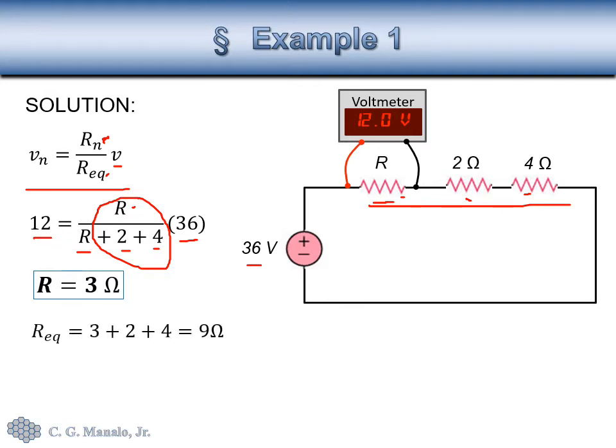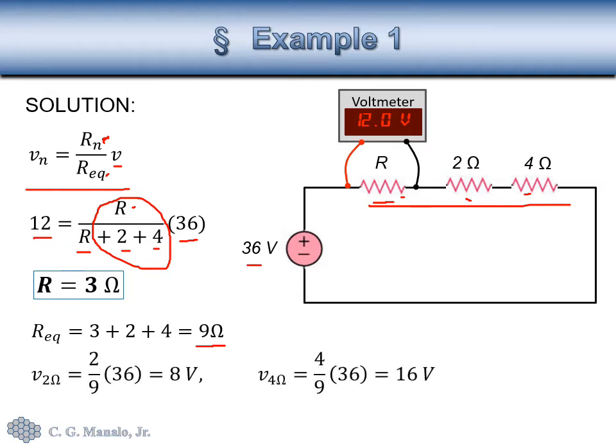Take note that since we already have the value for R, we can now compute the equivalent resistance of the three resistors, which will give us a value of 9 ohms. Since we already have the equivalent resistance, the voltages across each of the remaining resistances can also be computed. So for the 2 ohms, that will give us 8 volts. For 4 ohms, that will give us 6 volts.